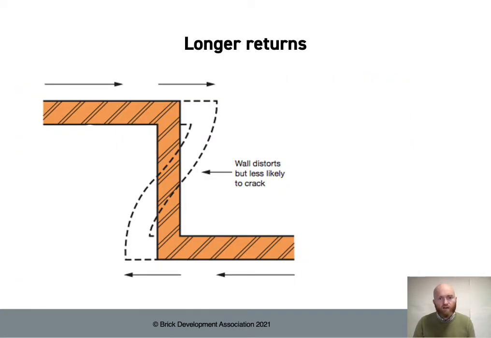Where you have a longer return joining two longer panels of brickwork, there's enough length within that return to accommodate that expansion into the area of brickwork which is joining those two panels together. This diagram is obviously exaggerated, but it illustrates what will happen in that scenario, and you don't get the tendency for the brickwork to crack in these locations.